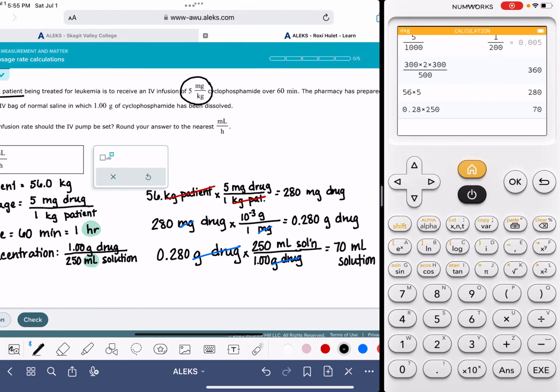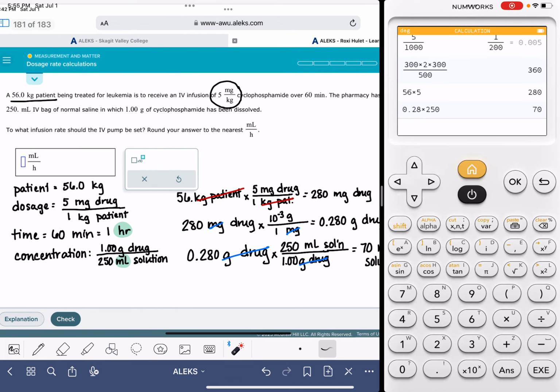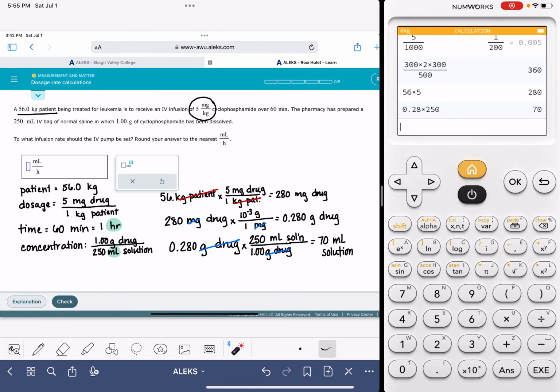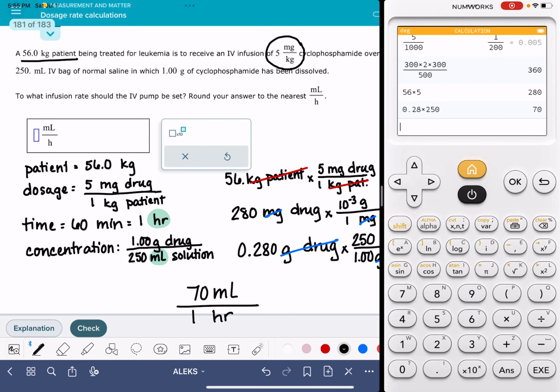And it needs to be administered over a 1 hour period. The time is 1 hour. So let's plug all of this in. We have everything that we need. We figured out that we need 70 milliliters of solution. And our specified time is 1 hour, which actually works out pretty perfectly. And so my answer here is just going to be 70 divided by 1, which is 70 milliliters per hour.